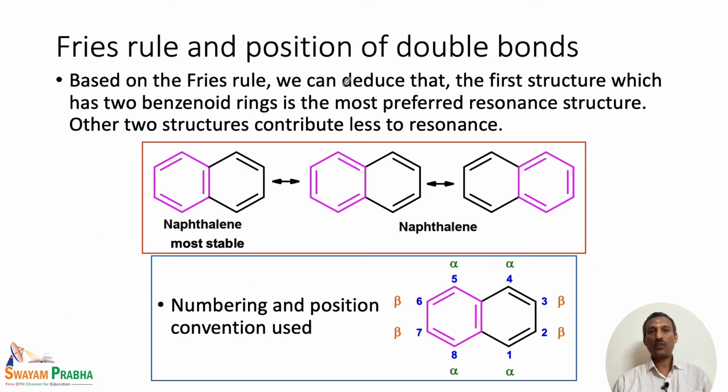Based on Fry's rule, we can deduce where the double bonds are present. In the first structure there are 2 benzenoid rings, and this is the most preferred resonance structure because it contributes more to the resonance. This is what is called the most stable structure, and this double bond we can assume is present in ring 1, or we can also assume it is present in ring 2. Between these 2 structures, the double bond may be present with ring 1 or with ring 2. So the stability of this particular structure is much more compared to the other structures.